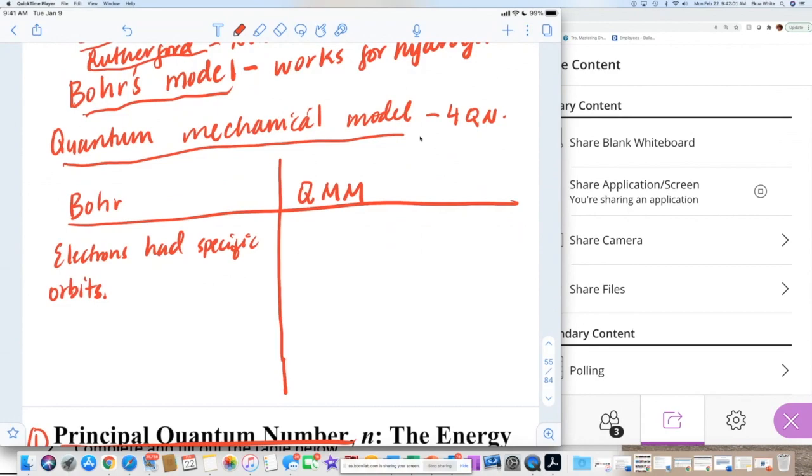Okay, and these orbits were like paths. They were like highways where you find the electrons. So imagine you were driving on a highway, and it's kind of a weird sci-fi situation where you were stuck on that highway and you really couldn't go a lot of places, and you were in your car driving on a highway. That would be similar to the electron traveling on the orbit.